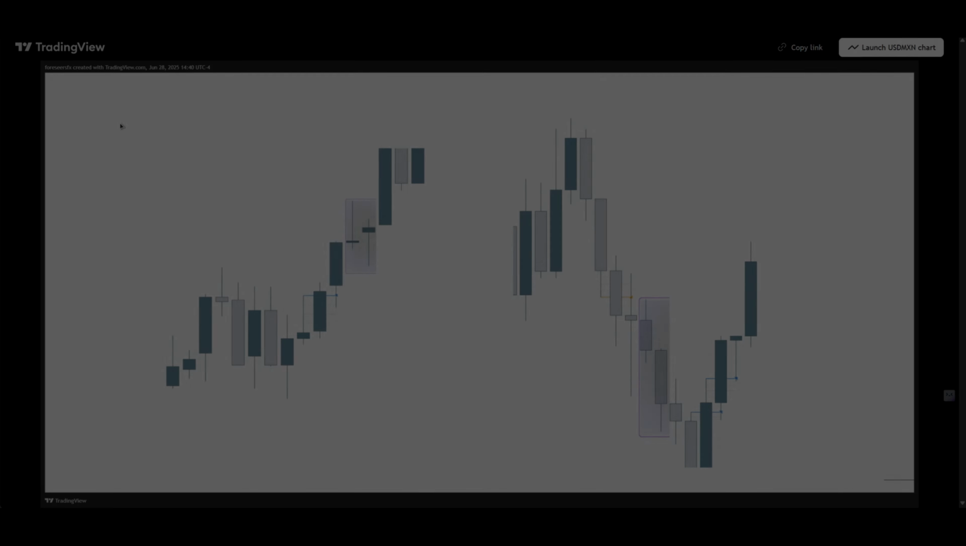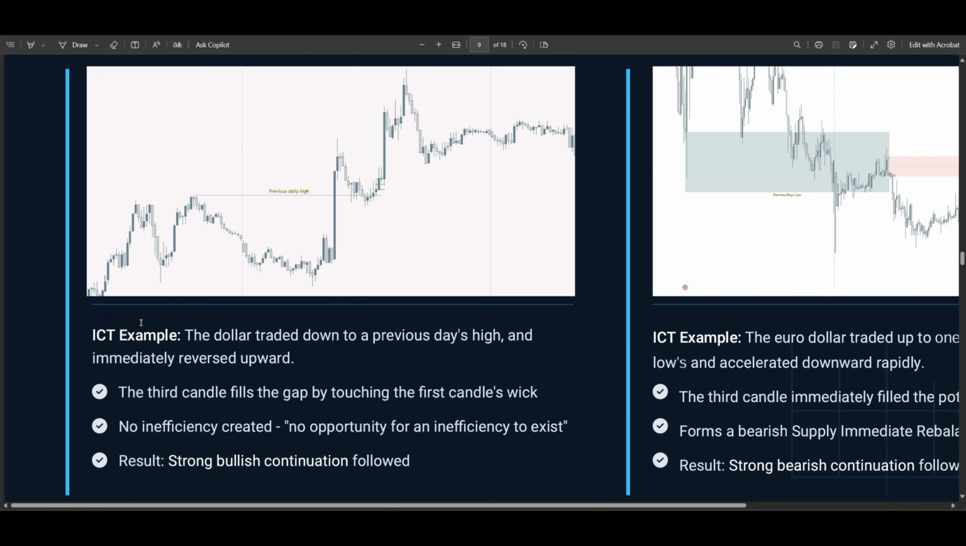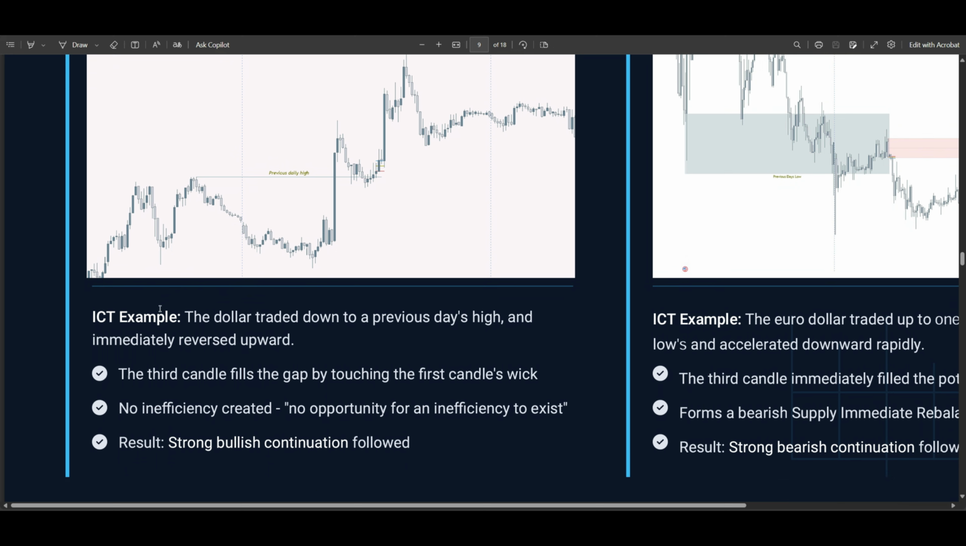Okay, it's that simple. Okay, so let's talk about some real world examples. So this is the dollar index and euro dollar. So for the dollar index example here, you can see that this is a similar example that ICT would use. So the dollar traded down to a previous day's high and immediately reversed upward. So real quick, the 3rd candle fills the gap by touching the 1st candle's wick. So this is the immediate rebalance right here. As you can see, there was no inefficiency created, meaning no opportunity for inefficiency to exist. The result, a strong bullish continuation followed.